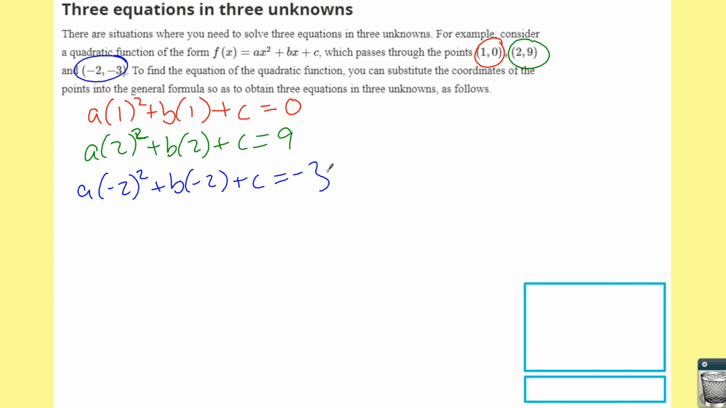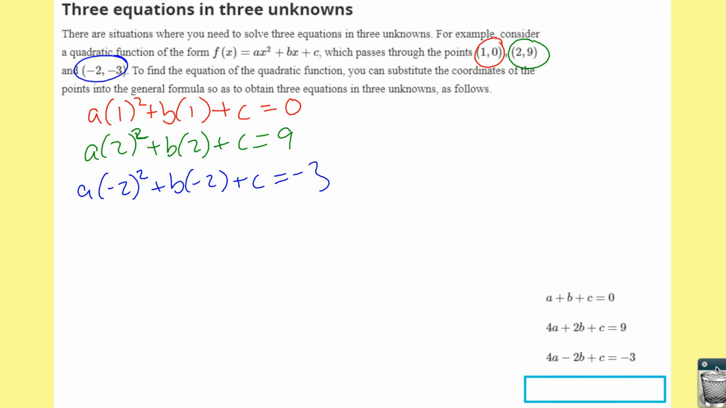All right, so now once you simplify those, you get 3 systems, 3 equations. Plug that into your calculator, and there you have it. Okay, so utilize that option.